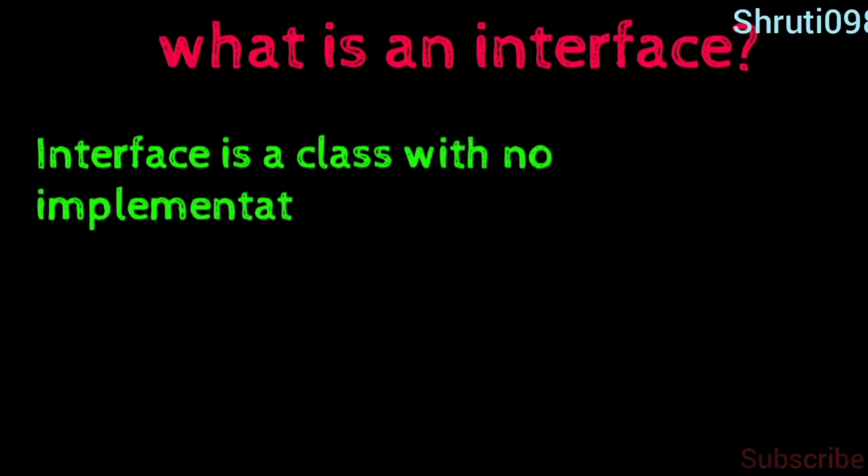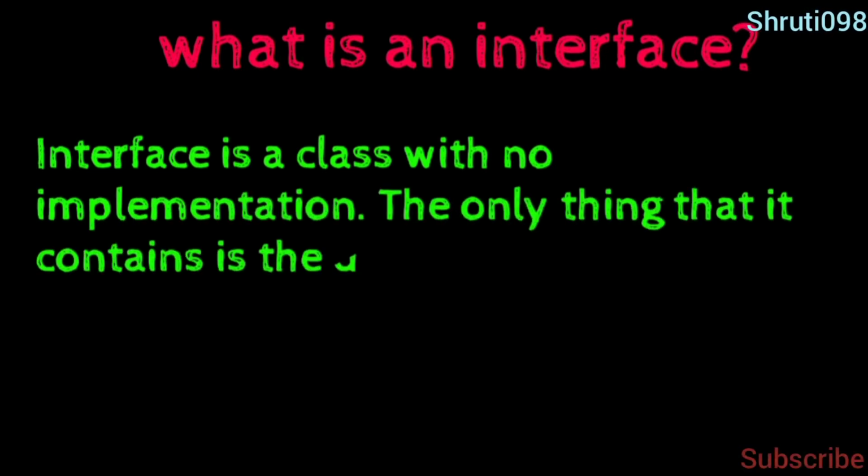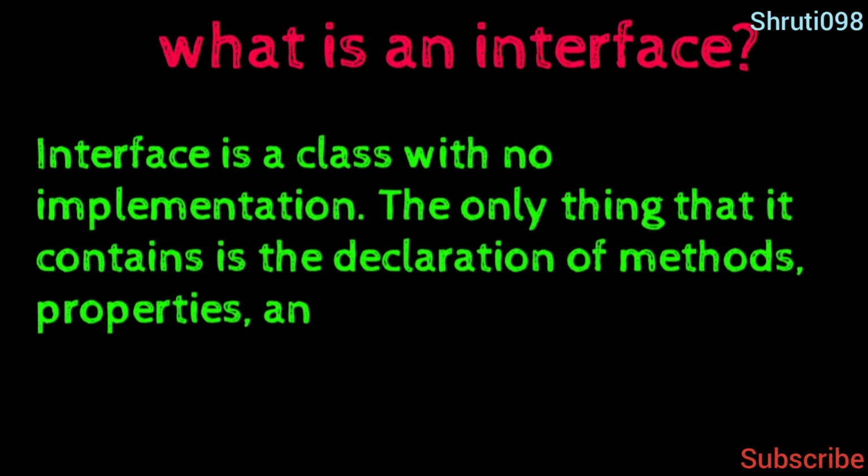Question: what is an interface? Answer: interface is a class with no implementation. The only thing that it contains is the declaration of methods, properties, and events. Question: what are the different types of classes in C#?